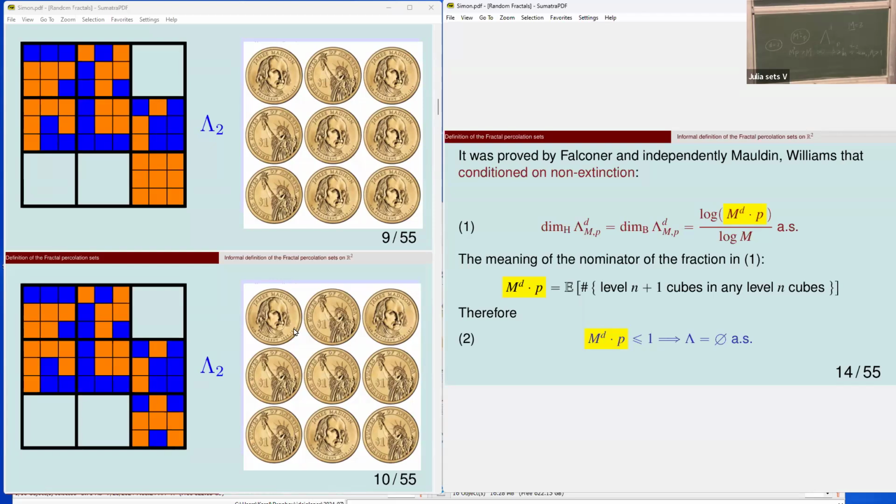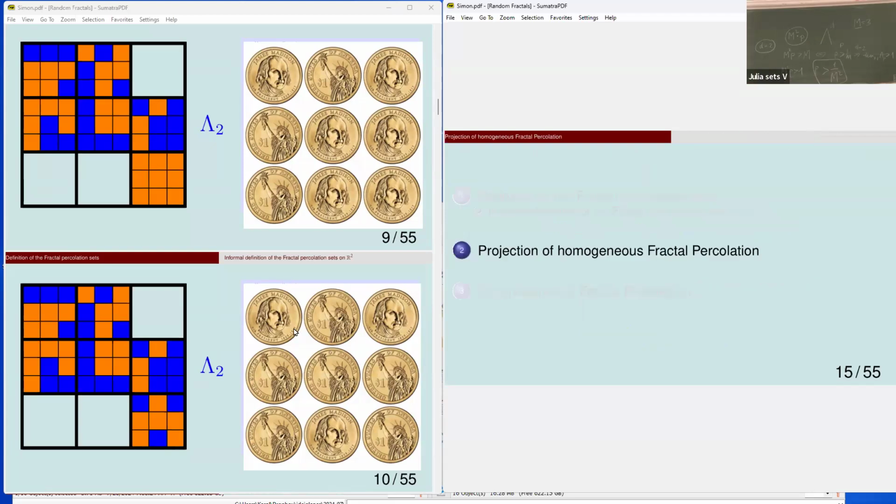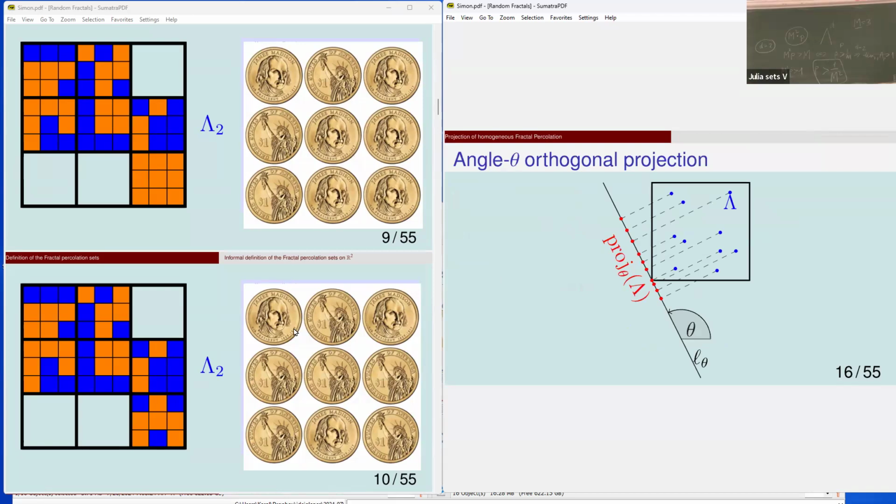In order to arrange that the dimension is non-negative, on the plane we need that m squared p is bigger than 1, that is p is bigger than 1 over m squared. So basically, on the plane, we always assume this, because otherwise we don't have any chance to end up with anything but the empty set.